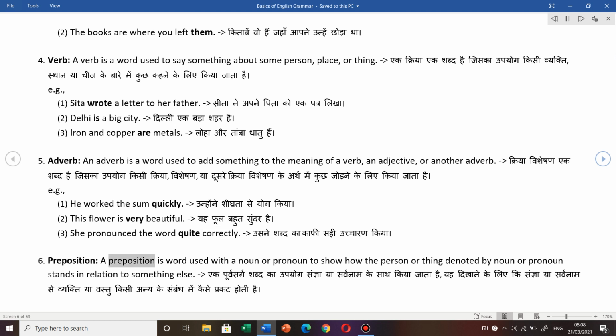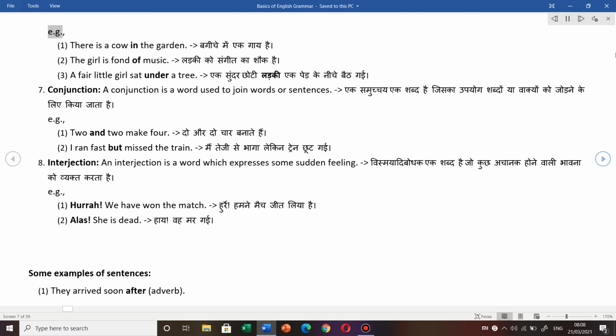Preposition. A preposition is a word used with a noun or pronoun to show how the person or thing denoted by the noun or pronoun stands in relation to something else. For example, there is a cow in the garden. The girl is fond of music. A fair little girl sat under a tree.